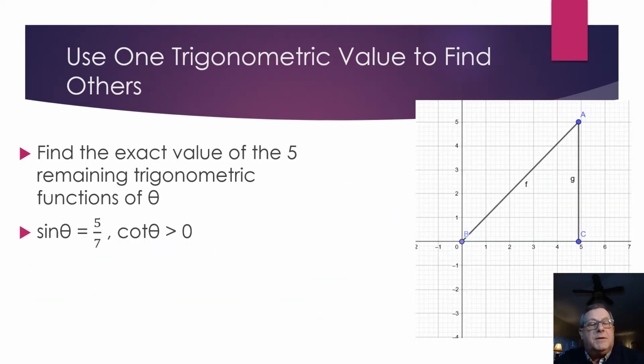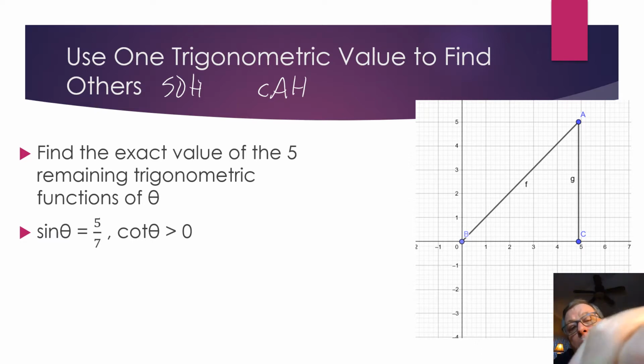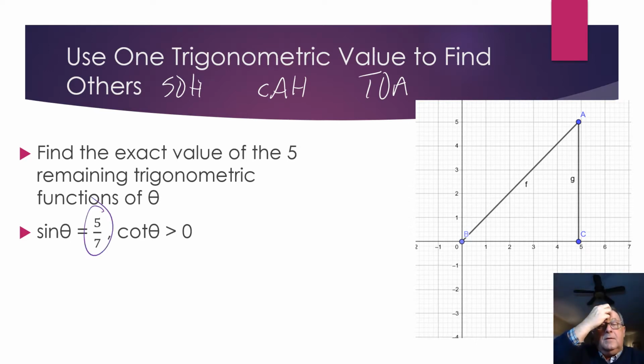All right, so here I've got the same situation, but now I know the sine is 5 over 7, and the cotangent is going to be greater than 0. Now, if the cotangent has to be greater than 0, what quadrants must it be in? Because the cotangent is the reciprocal of the tangent, it's either got to be in the first or the third quadrant. But again, looking at this sine right here, it's positive. So I'm going to go ahead and plot this thing in the first quadrant. Now, what is the sine? It is the opposite side over the hypotenuse.